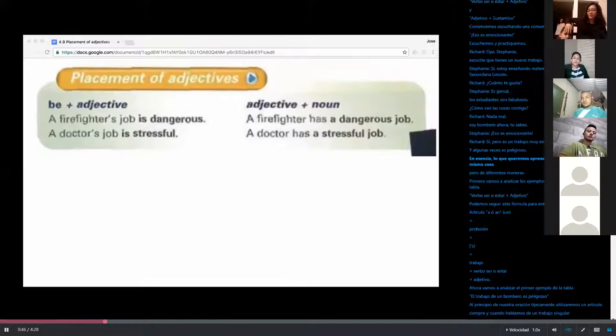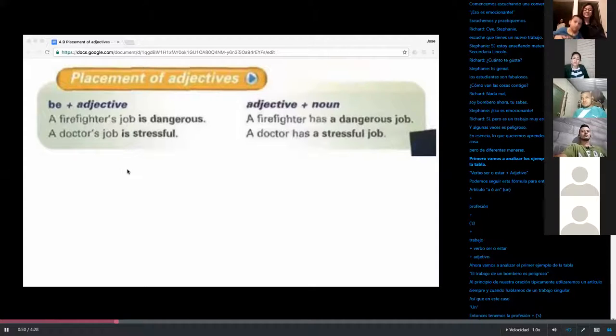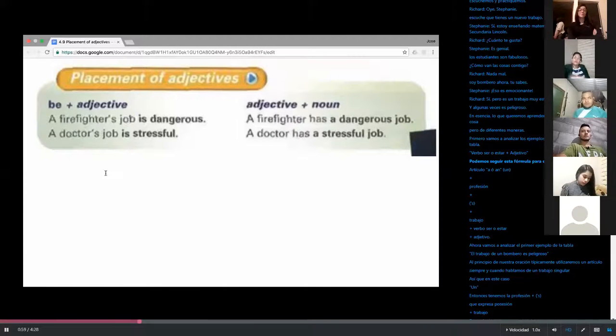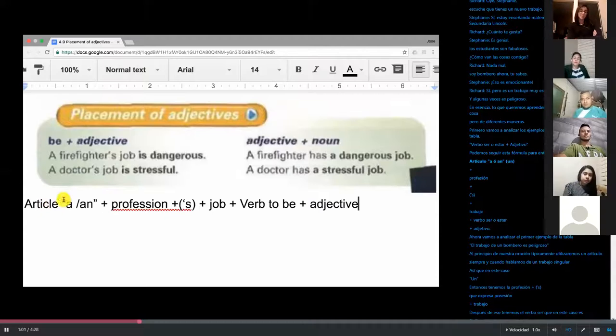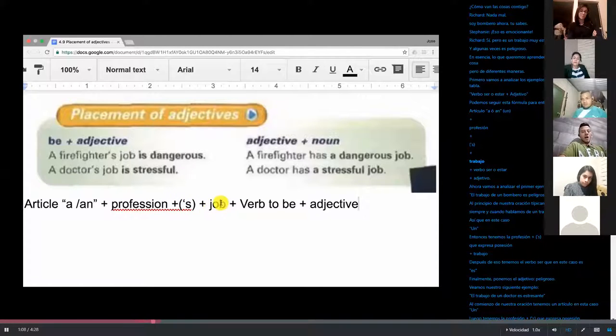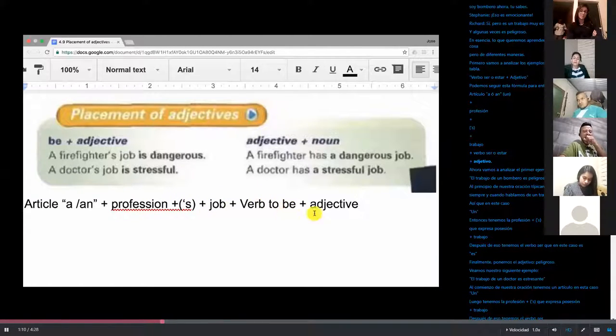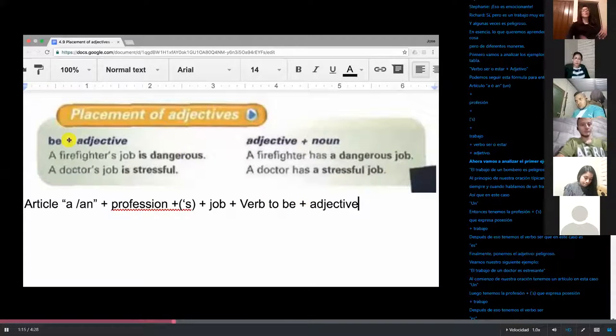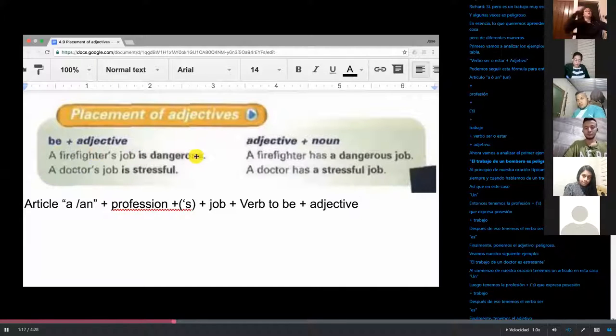In essence, what we want to learn is how to express the same thing, but in different ways. First, let's analyze the examples on the left-hand side of this chart. Be plus adjective. We can follow this formula to better understand this topic. Article, a or an, plus profession, plus apostrophe s, plus job, plus verb to be, plus adjective. Now let's analyze the first example on the chart. A firefighter's job is dangerous.